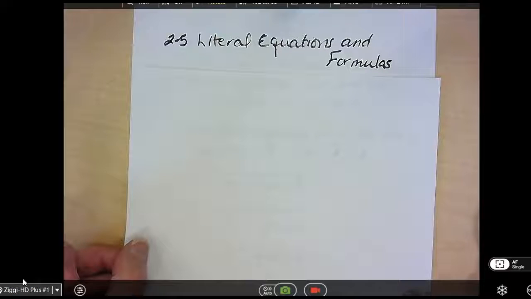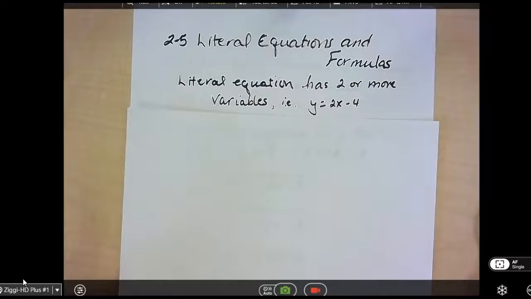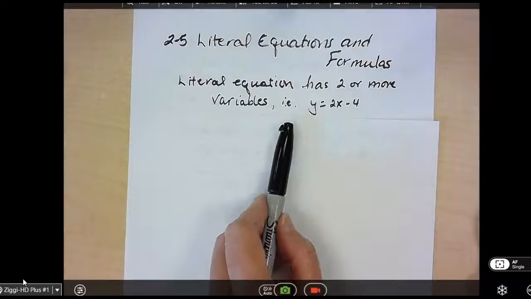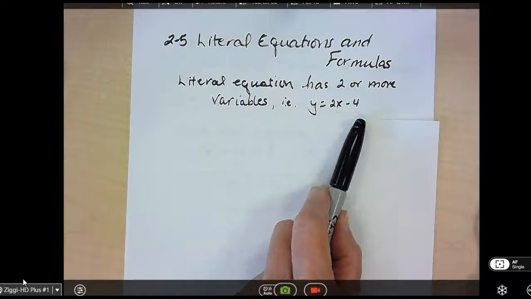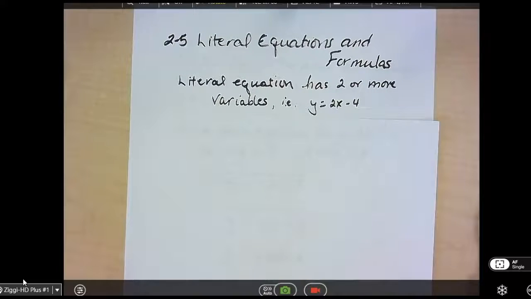Okay, today in algebra we're doing 2-5 literal equations and formulas. So a literal equation has two or more variables. An example, y equals 2x minus 4. This is an equation of a line. We use it all the time.